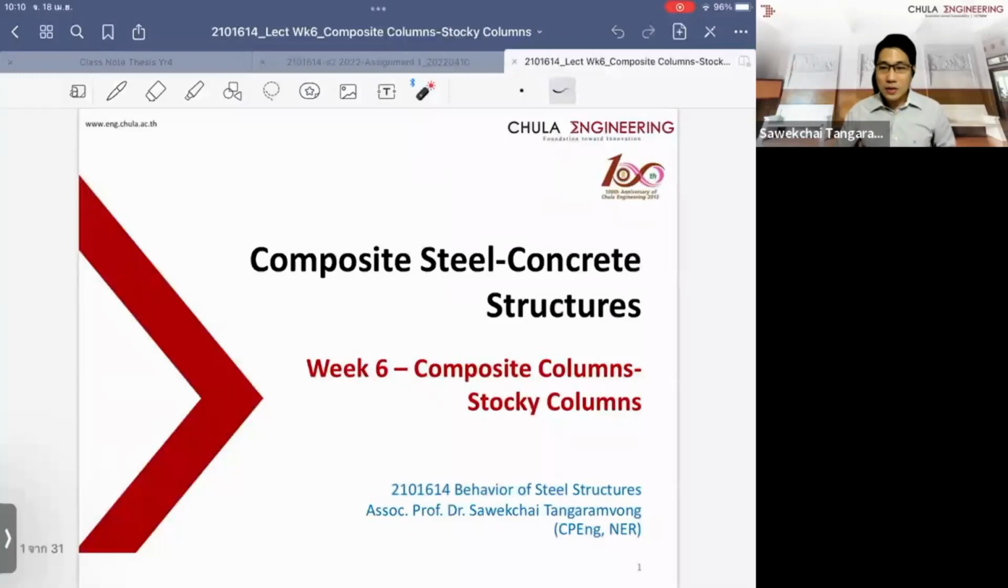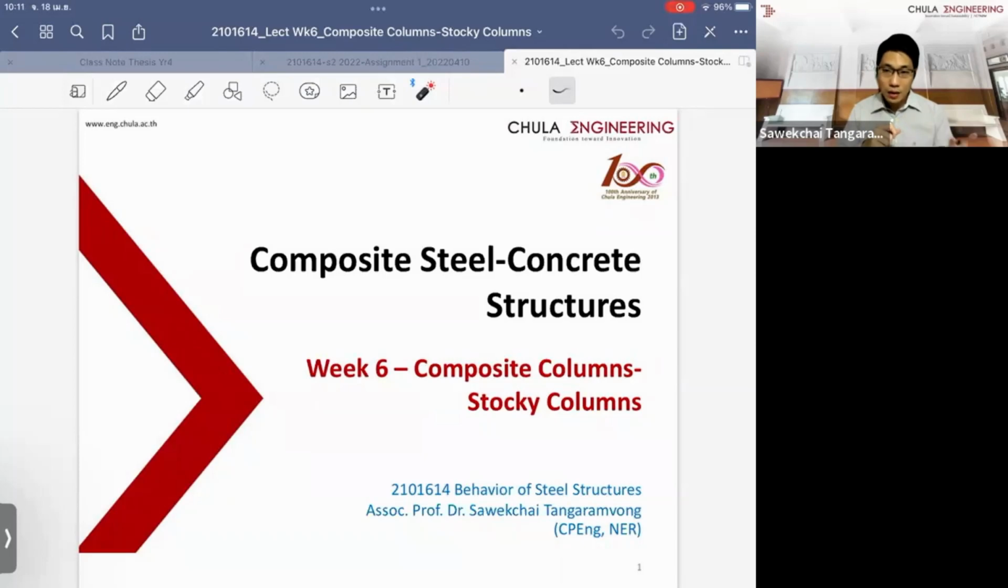The topic that I'd like to discuss with you today, we have around 1 hour, is the last topic, which is the column design. For the purpose of the column design, we have two issues that we need to discuss. One, we look at the stocky column, which is quite similar to what you did for the reinforced concrete and also for the steel design.